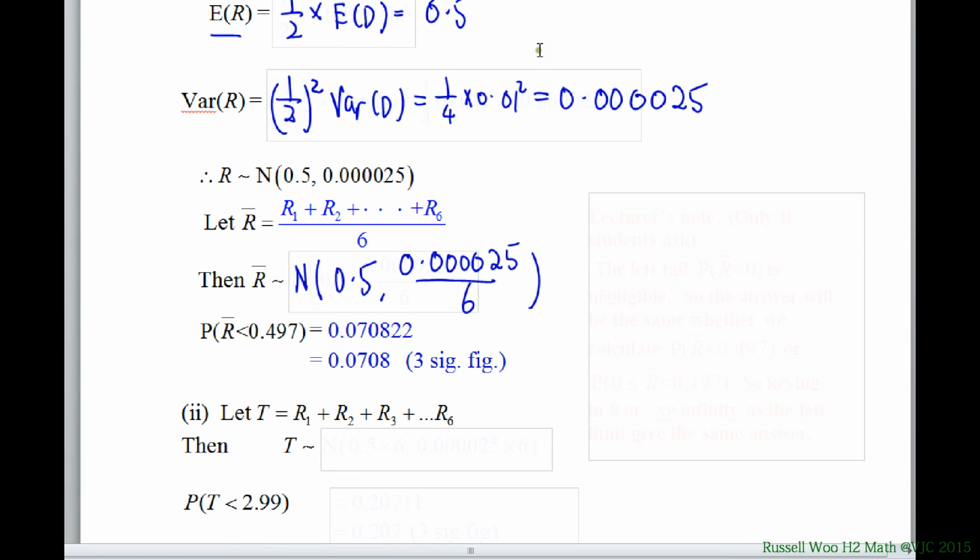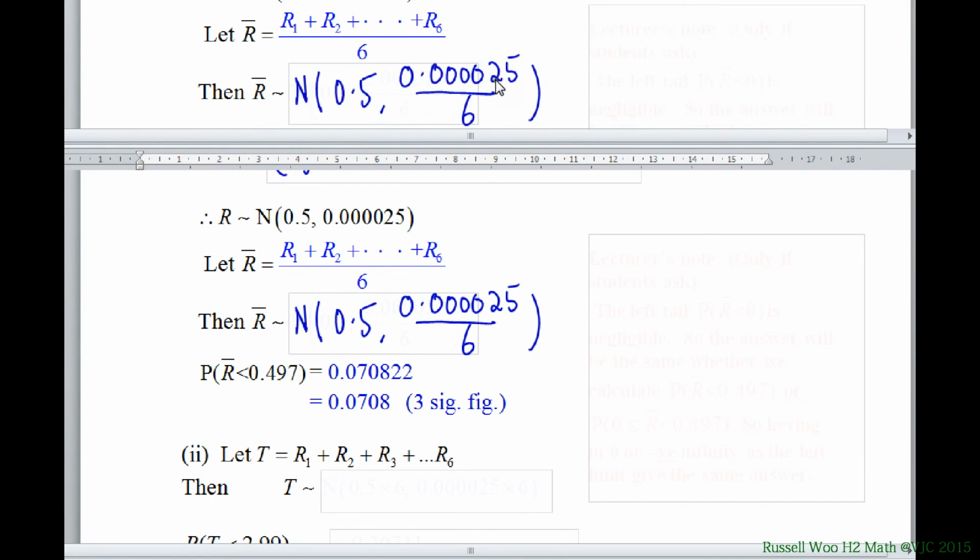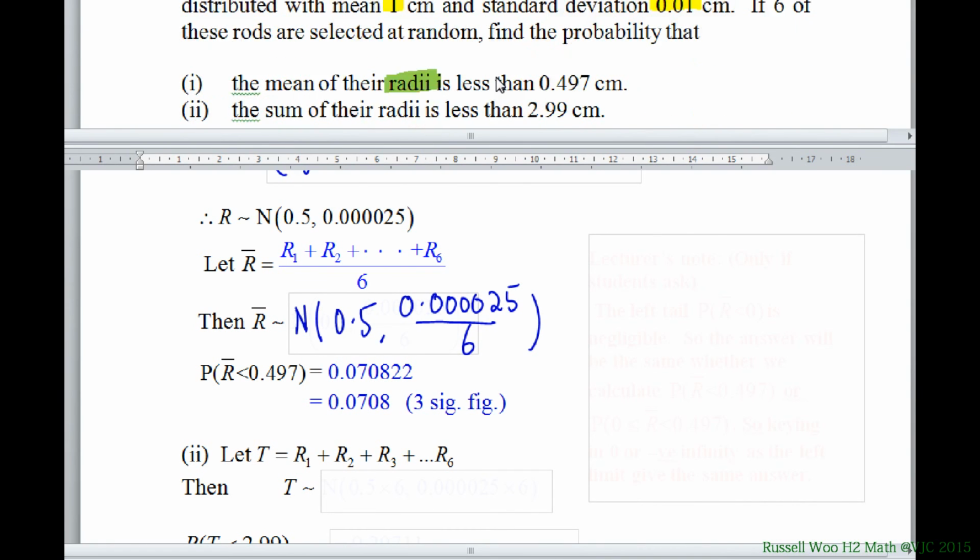Okay. This is the part that just now failed big time. Now this time should be okay, I hope. Part 2. Find the probability that the sum of the radii, this time you want the sum. That means you want R1 plus R2 plus R3 plus R4 plus R5 plus R6. No need to divide by 6. So T is this.